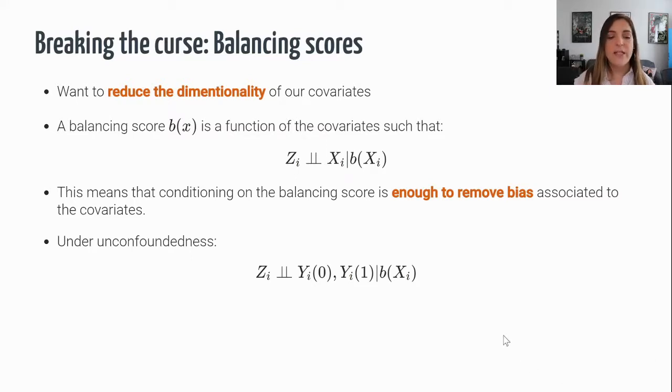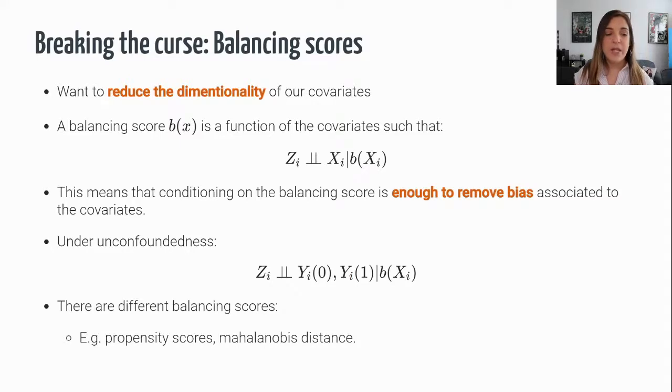So under unconfoundedness, the idea is that if I condition on the balancing score, then again, the treatment assignment is independent of the potential outcomes. Remember that before, instead of conditioning on the balancing score, we were conditioning on a vector of covariates. Now I'm just conditioning on one number. So again, this reduces the dimensionality and makes our lives way easier.